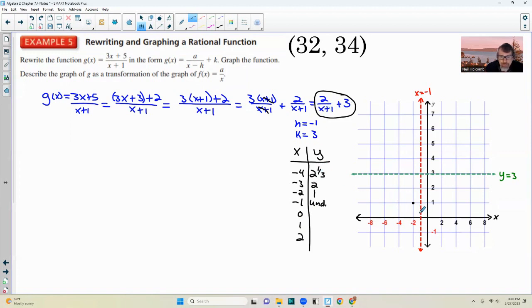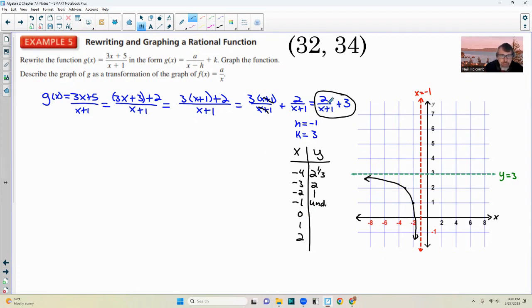So let me graph this side first. So -2, 1 is already graphed. -3, 2 is right here. And -4, 2 1/3 is here. So this function is coming down like so, and it's turning and going up like that. So that's our left side of our hyperbola. Now we do the other side.